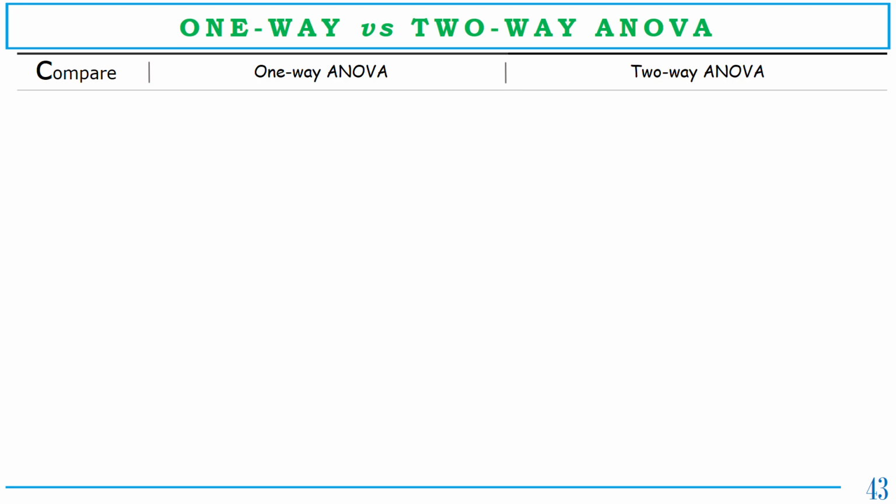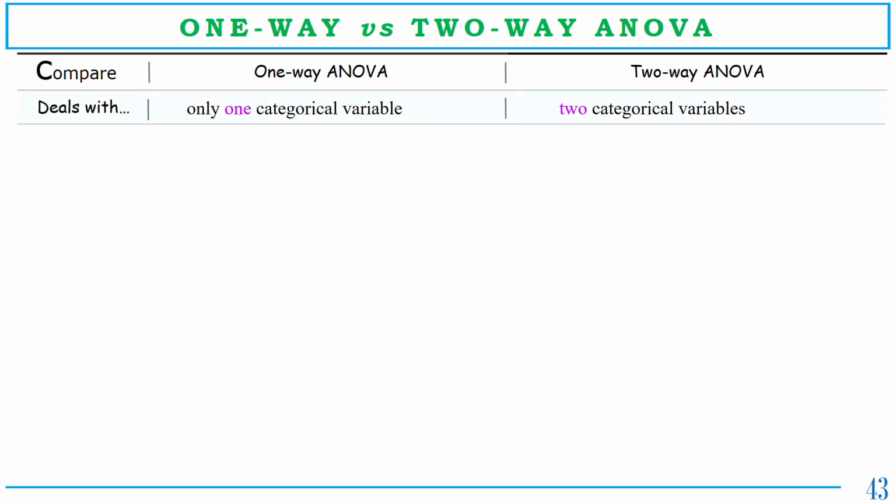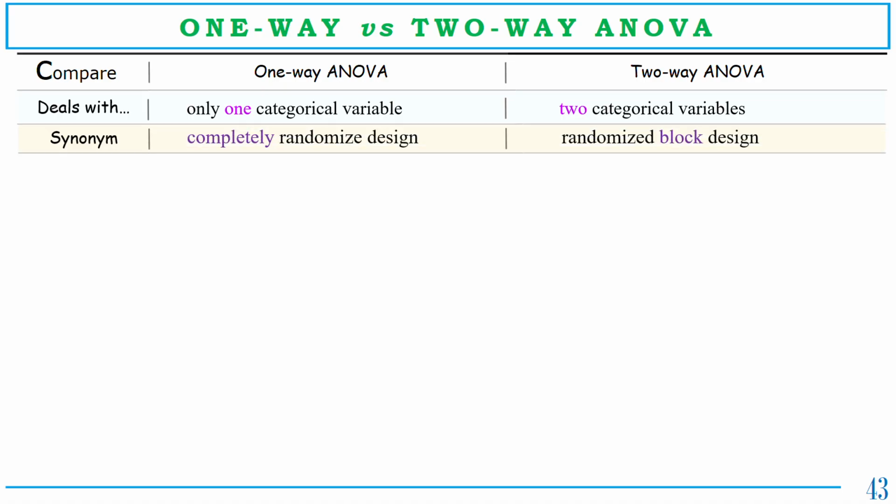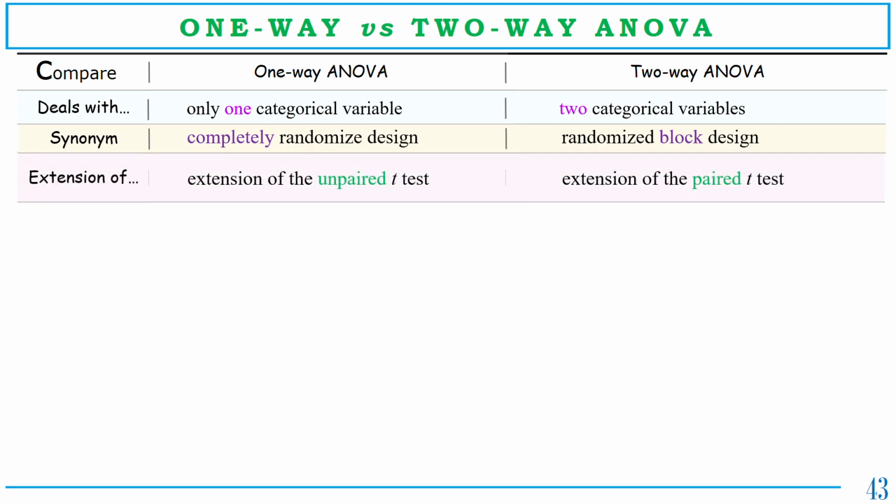One-way versus two-way ANOVA. One-way ANOVA and two-way ANOVA can be differentiated in various ways. One-way ANOVA deals with only one categorical variable. Two-way ANOVA deals with 2 categorical variables. Synonym of one-way ANOVA is completely randomized design, while two-way ANOVA is randomized block design. One-way ANOVA is extension of the unpaired t-test, while two-way ANOVA is extension of the paired t-test.